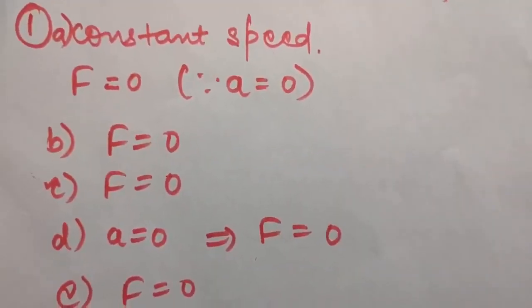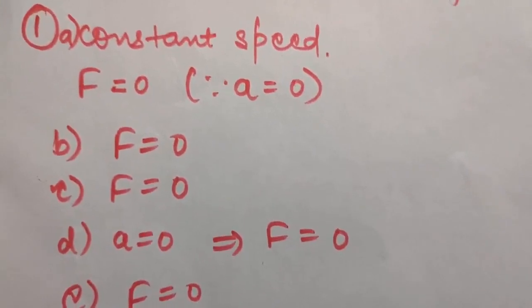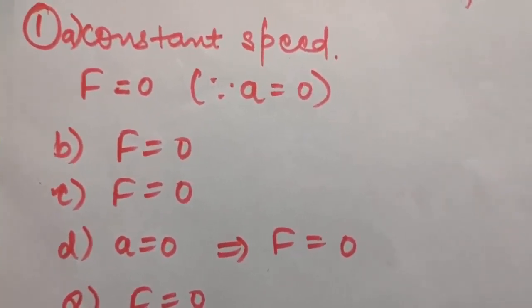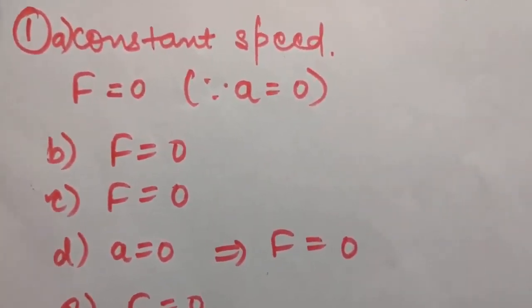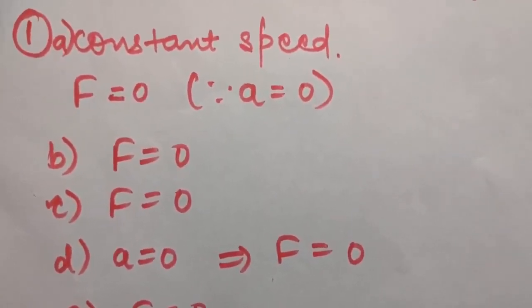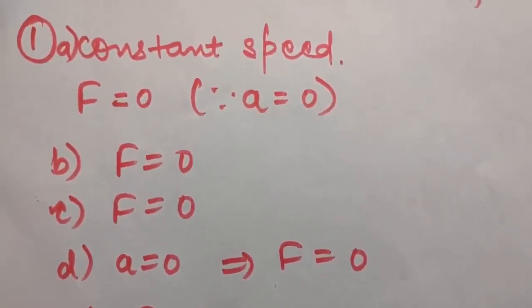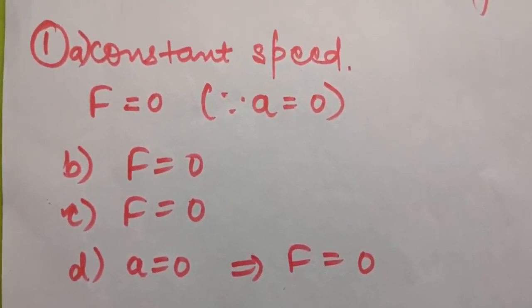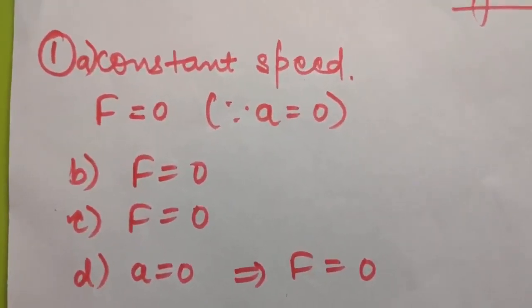Okay students, now I'll discuss the homework solution of lecture number 4 of chapter number 5. Okay, so the first question says, give the magnitude and direction of the net force acting on a drop of rain falling down with a constant speed.